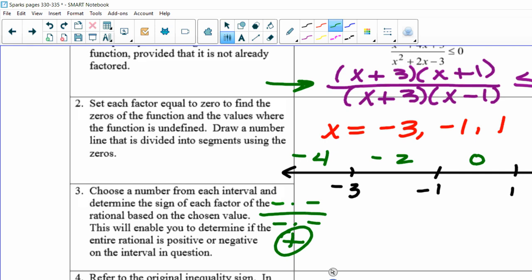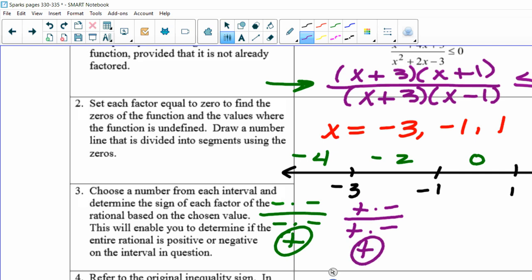Negative 2. What about here? Positive times negative. Denominator, if x is negative 2. Positive times negative. That's positive. That's also a positive.